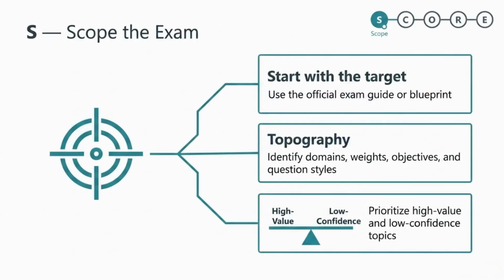The first step is scope the exam. Before you study deeply, understand the target. Locate the official exam guide, exam objectives, or blueprint. Look for domains, domain weights, skills measured, and question styles. This prevents random studying. For example, if a cloud exam heavily emphasizes architecture and security, those areas should receive focused time, more practice, and more readiness checks. Scoping the exam helps you study based on exam value, not just comfort or guesswork.